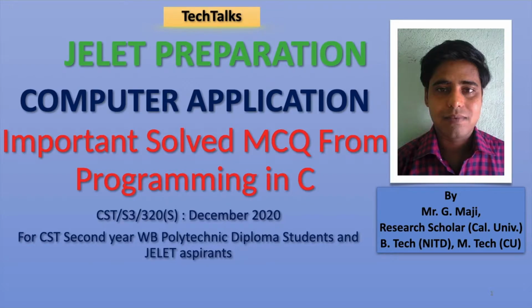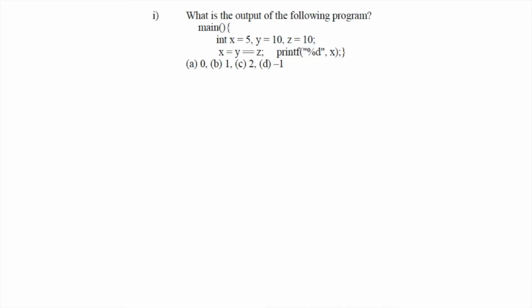So let's start. The first question is asking about the output of a C program. The C code says int x = 5, y = 10 and z = 10, then x = y = z, printf "%d", x. So what will be the output? That is, what will be the value of x here?